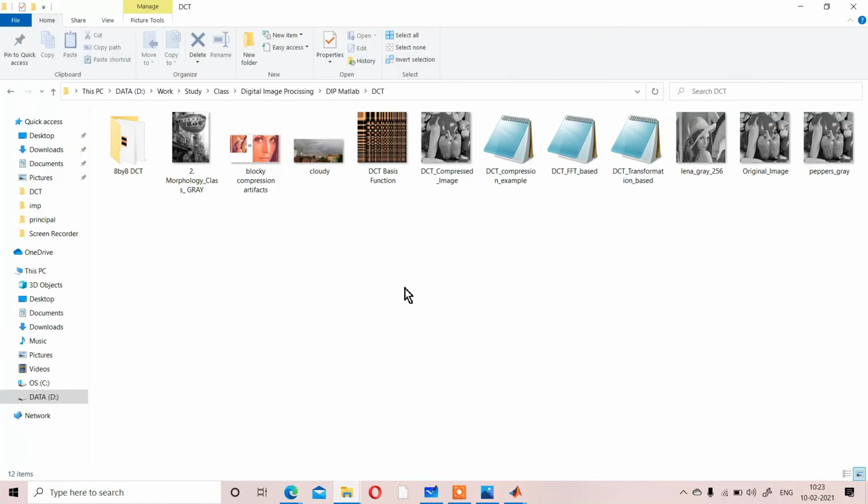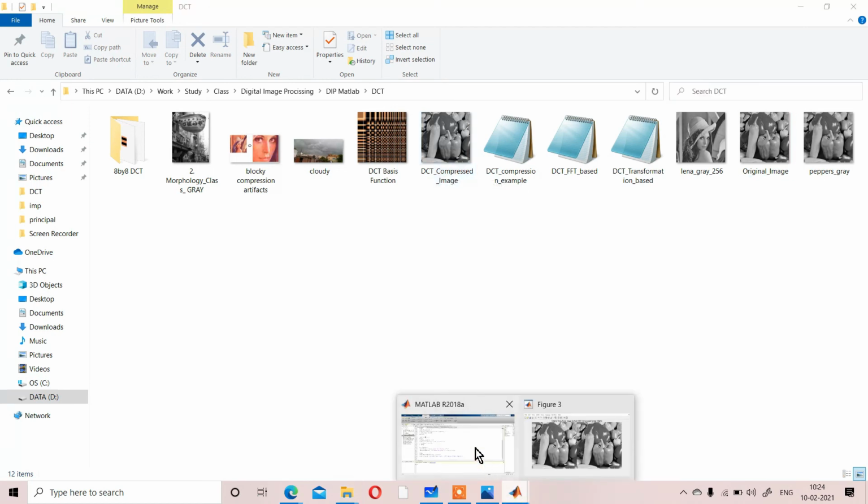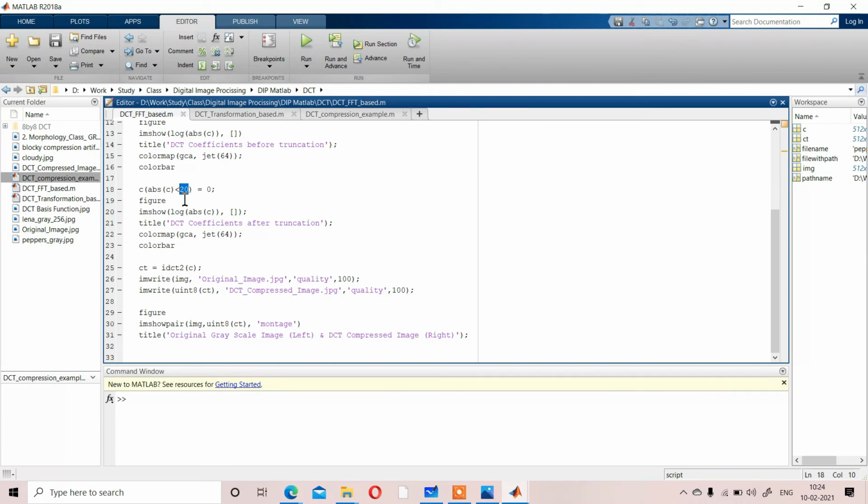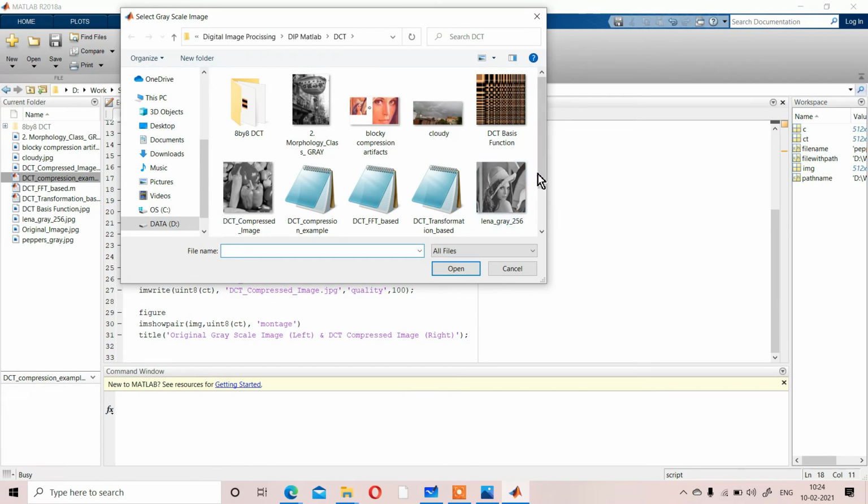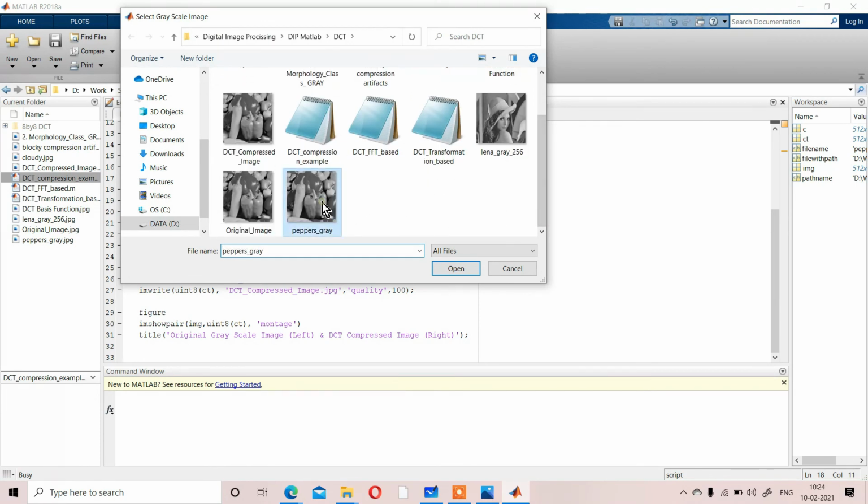So now you see, that is your DCT compressed image and that is your original image. The original image size is 166 KB, you can check it, and the DCT compressed image size is 128 KB. That means compression is happening here. So if we change that from 20 to 40, suppose, then what will happen? Simply we run the same image.